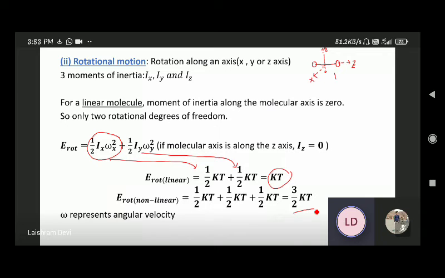Difference between translational rotational and difference between linear and non-linear in terms of rotational energy. ठीक है? I hope I'm clear to you. लिखो, and if you have any doubt, we will discuss.